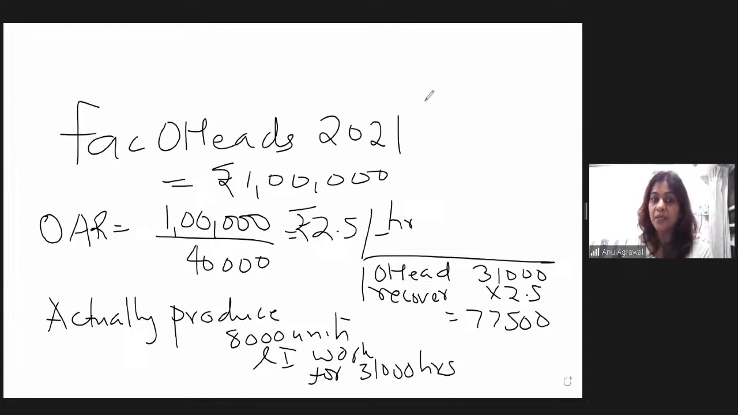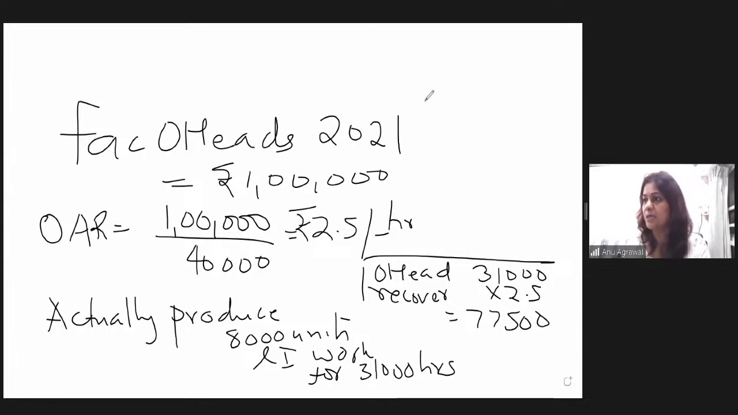So recovery means I calculated an overhead rate. According to me, I should be charging overheads on a unit produced at the rate of 2 rupees 50 paisa. I should produce and sell some 10,000 units and work for some 40,000 hours. But actually, I didn't work for 40,000 hours. I worked only for 31,000 hours, due to which I charged only 77,500 on the cost sheet. My expenditure was actually maybe 96,000. But I'm not able to recover all my overheads because I never worked as per the capacity which I had decided upon. That further gives rise to under absorption or over absorption.